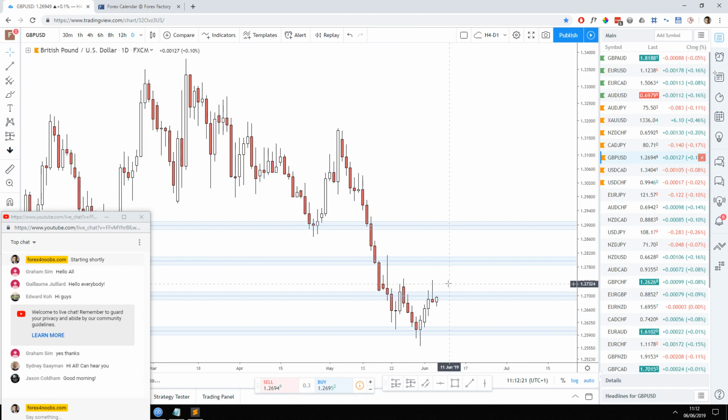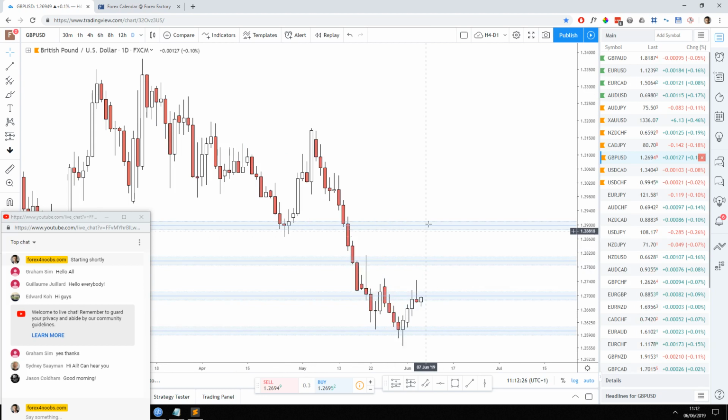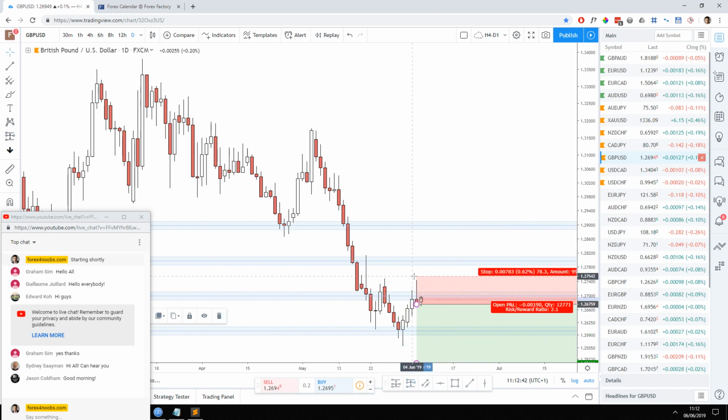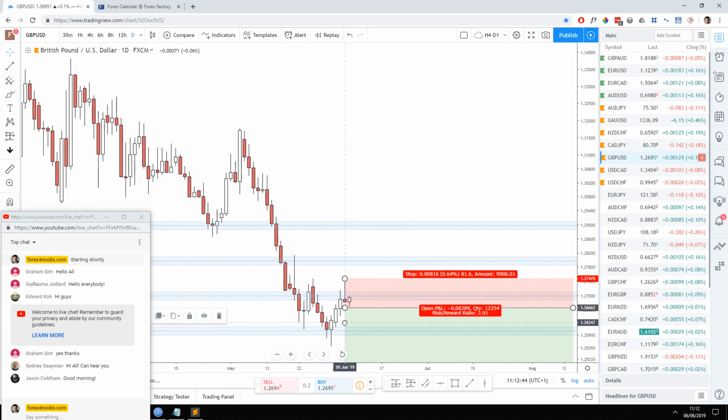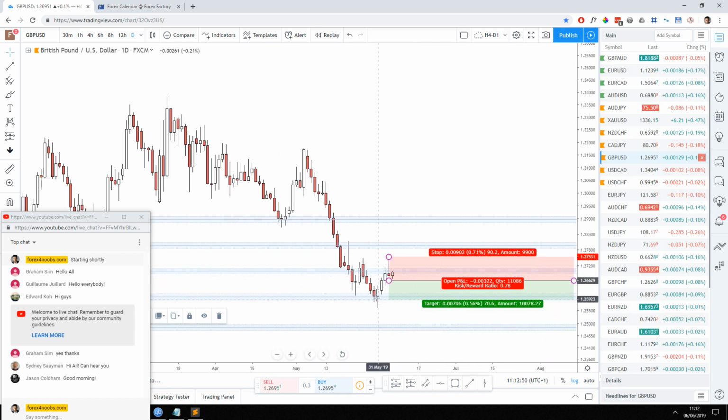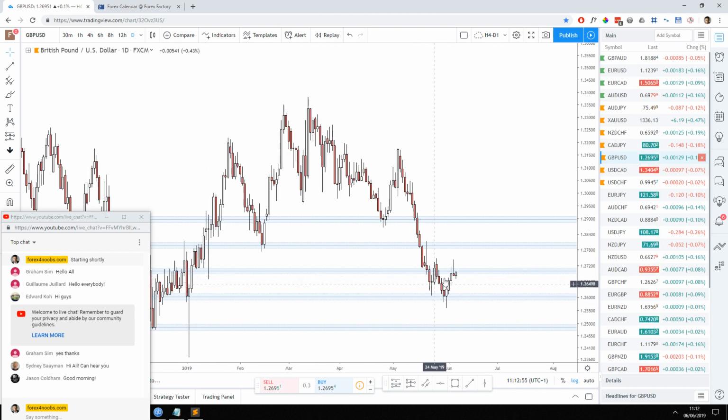GBP USD, price has hit resistance. I was looking for a potential short from here, but that is not happening right now. That upper wick was way too high, making the stop loss just incredibly difficult to place. Well, not difficult, just making the stop way too wide. So if I wanted to enter a short here, something like this, it would be a huge stop loss and a tiny target. So I just don't really see much potential to take a trade here anymore. So this one's off.